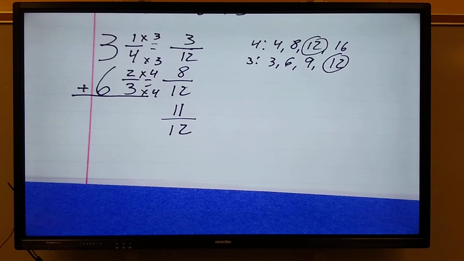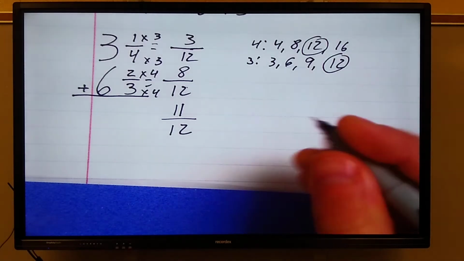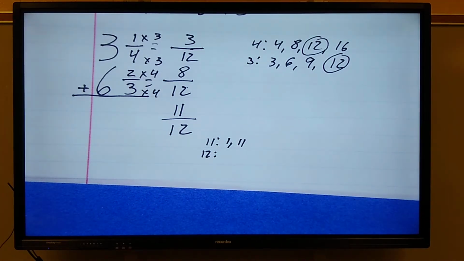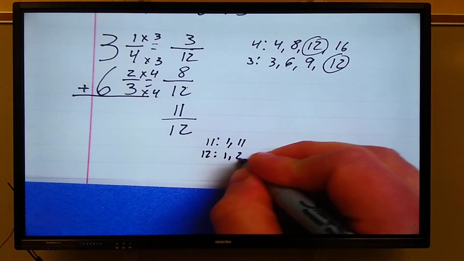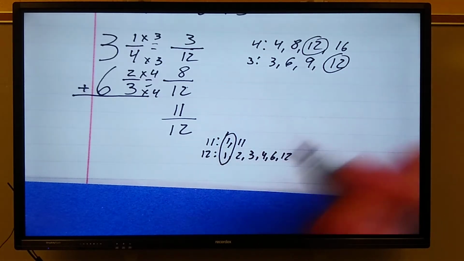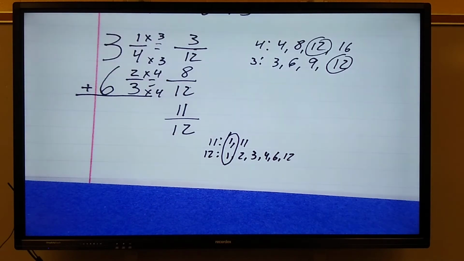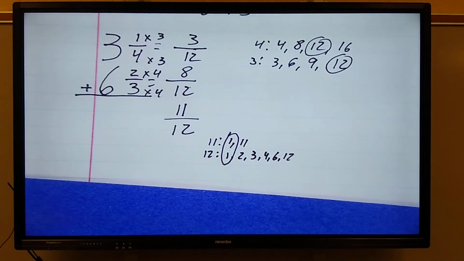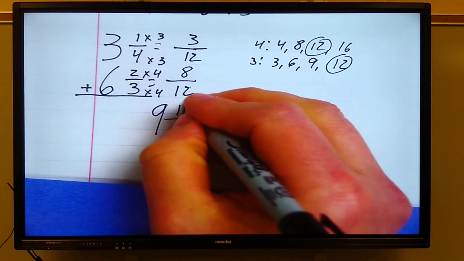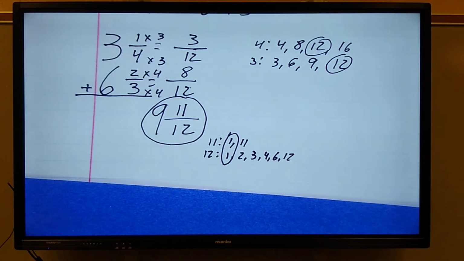Ask yourself the two important questions. Is this an improper fraction? No, it is not. Is this in simplest form? It is, but I want to show you as a reminder, the factors of 11 are 1 and 11. The factors of 12 are 1, 2, 3, 4, 6, and 12. They only have 1 as a common factor. That means it is in simplest form. So the last thing I need to do is add the whole numbers. 3 plus 6 is 9. Your answer is 9 and 11/12. The truth shall set you free.